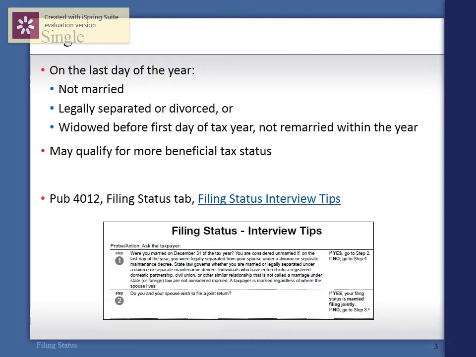A taxpayer will have to file based on the single status classification if that particular taxpayer was either not married as of December 31st, was legally separated, or divorced. And when we're using the term legally separated, this should be documented by some type of legal document provided by the court. Or the individual was widowed at the end of the year and did not remarry. If you're looking for some additional information as you're working on tax returns in terms of how these classifications work, please refer to publication 4012 and the filing status tab. But we will discuss them some more in detail as we go forward.